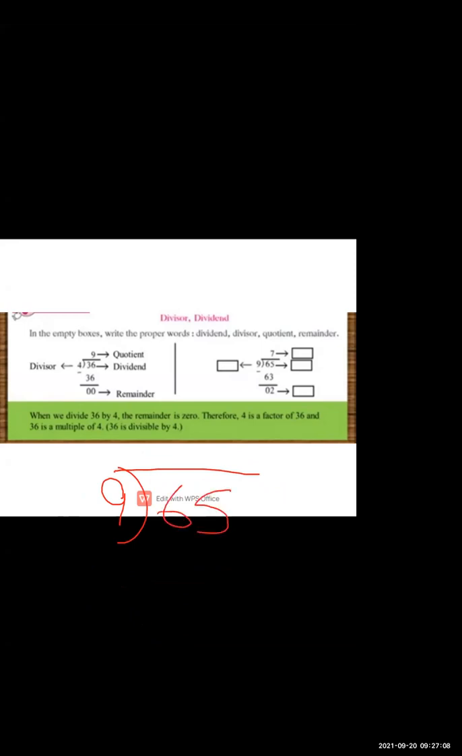Sixty-five divided by 9. Okay. Now 65 divided by 9. In the 9 table, 65 is going. Come on, write down in the chat box. In the 9 table, 65 is going.